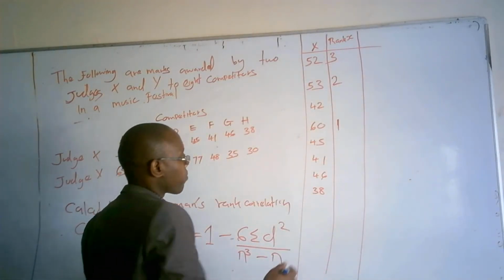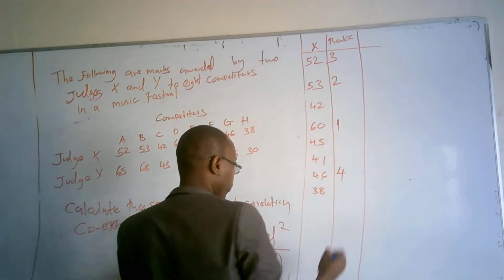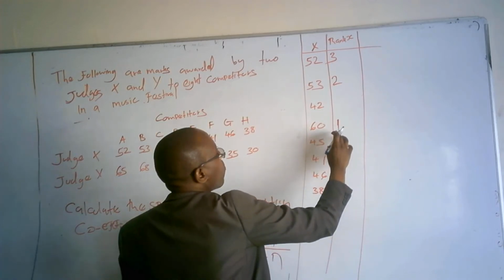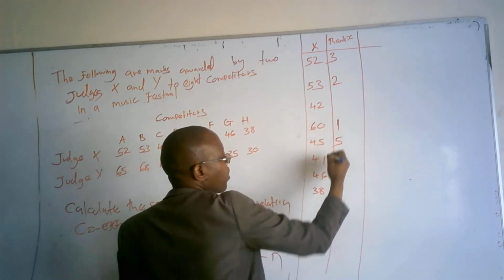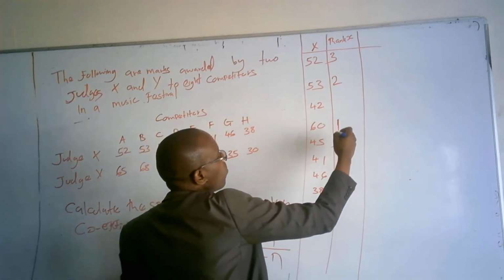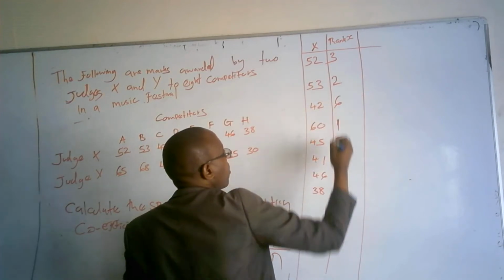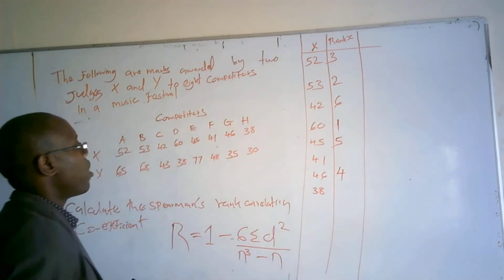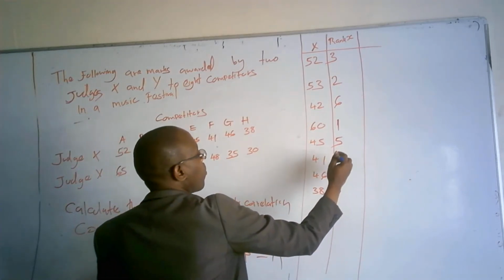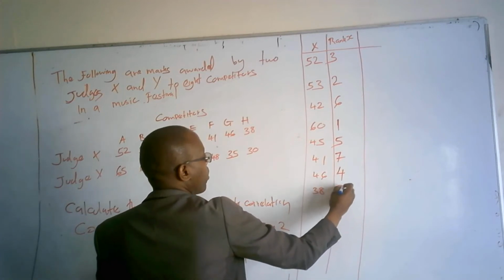And then followed by 46, we give it rank 4. And then you can see that it's going to be followed by 45. We give it rank 5. And then followed by 42, we give it rank 6 there. And then, of course, followed by 41, we give it rank 7. And then lastly, 38, we give it rank 8.